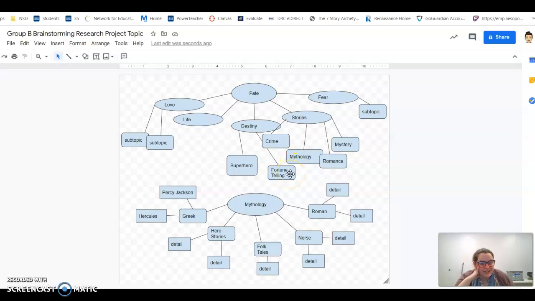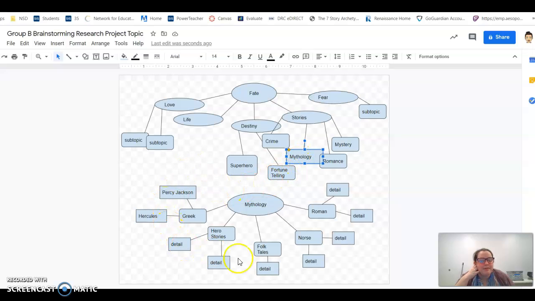And then fortune telling. And then for stories, we have crime, mythology, romance, mystery. So those are all really good options. And I'm going to start thinking about, for my project, do I want to talk about a specific type of story? Do I want to look at how a specific genre uses fate to help their stories along? But I know one that I'm really interested in is mythology.